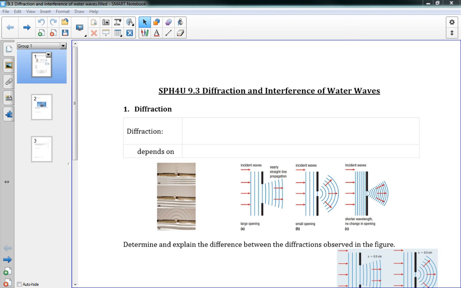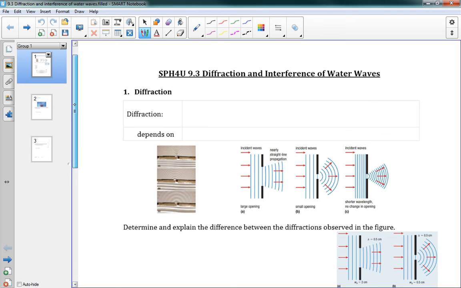Okay, this is 9.3, diffraction and interference of water waves. In the last lesson, we talked about some things about light and how it diffracts in different media. And now we're stepping back a minute and talking about water waves. We are going to get right back to light as soon as we can, but first we're looking at water waves because they let us understand some things about how waves work without having to worry about the really, really small scale that light works on.